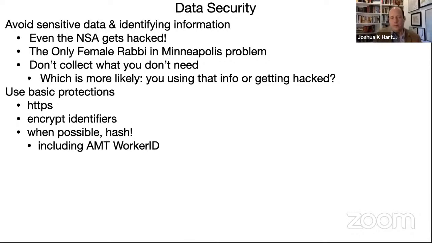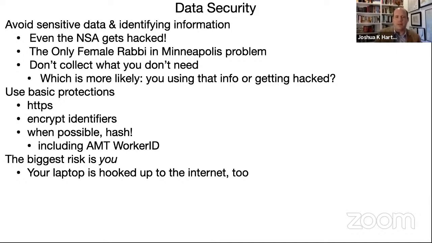And by the way, remember Amazon Mechanical Turk worker IDs are uniquely identifying. So you really should be thinking about that as part of your identifiable data that you should be paying attention to. But I will say the biggest risk probably is you, not the internet. Like your laptop is hooked up to the internet too. I think people really would benefit from worrying less about whether their web server or something is going to get hacked and whether their laptop has malware on it, right? If you're going to have unencrypted identifying data on your laptop as you're doing analyses, that is a security risk. And that's true whether you are doing studies online or in the laboratory.